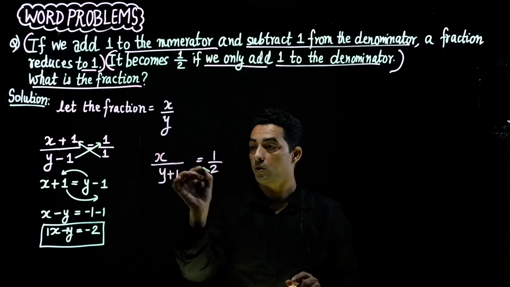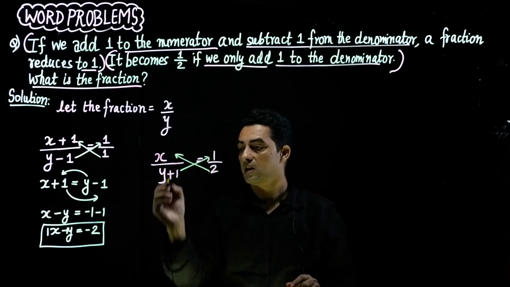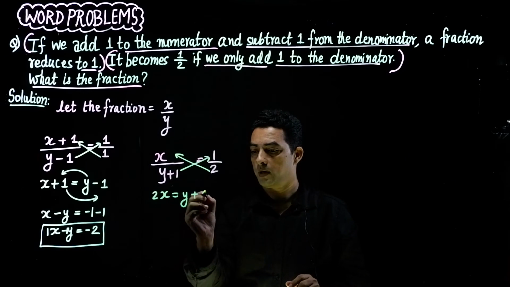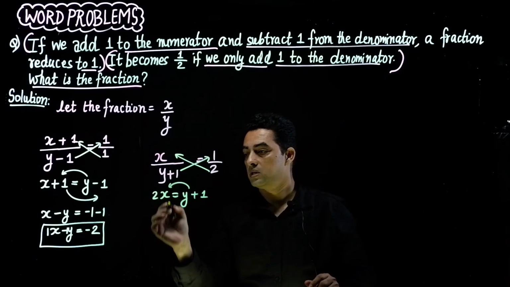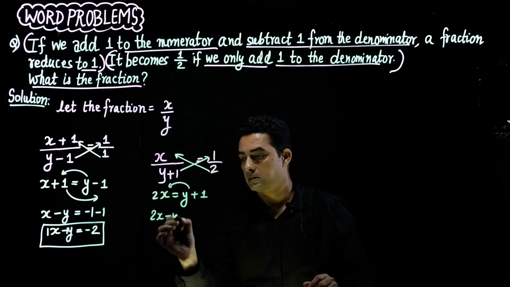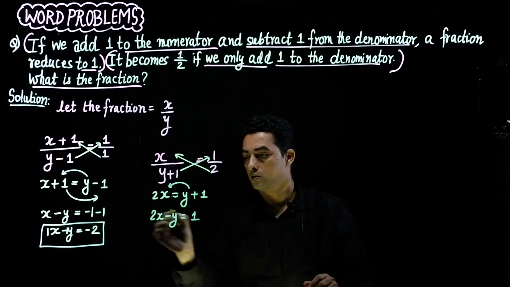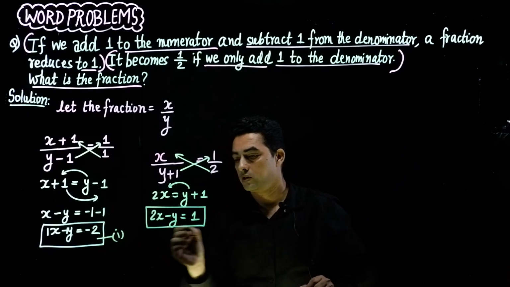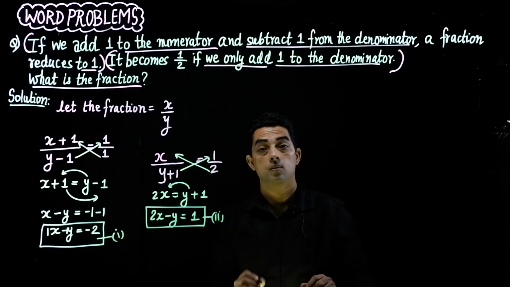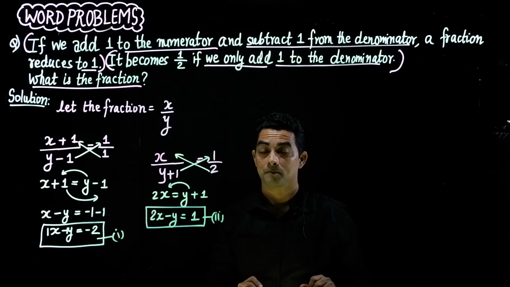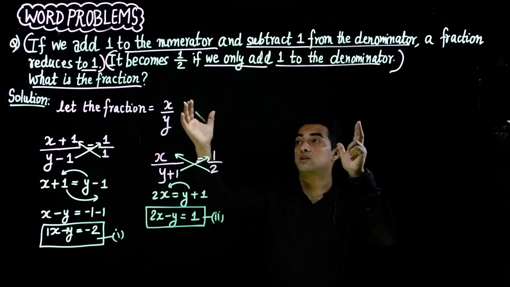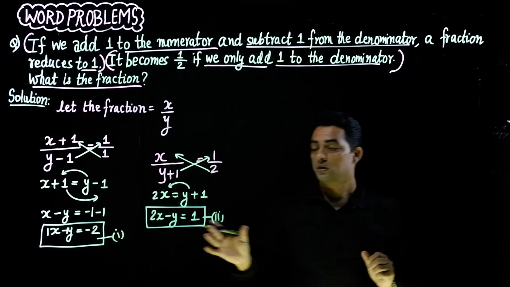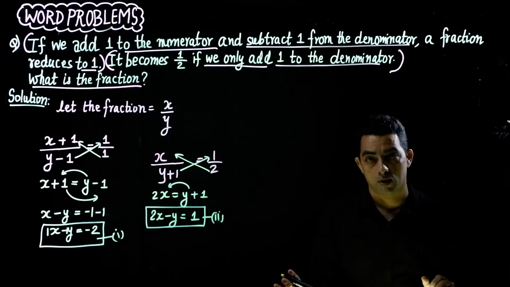Now again, we need to cross multiply. So 2 times x is 2x. 1 times y plus 1 is y plus 1. Take y to this side, so that will be 2x minus y is equal to 1. So this was our first equation, and we get the second equation. Simple. So we divide our question into two parts and arrive at two equations. Now we will solve this pair of linear equations.